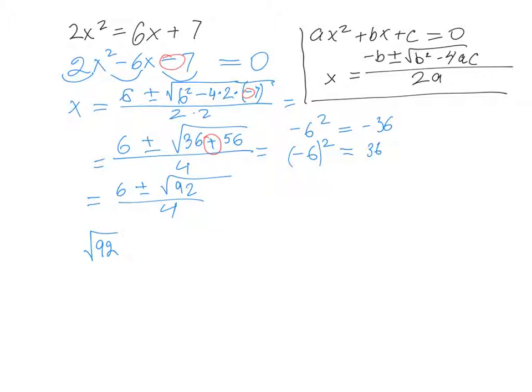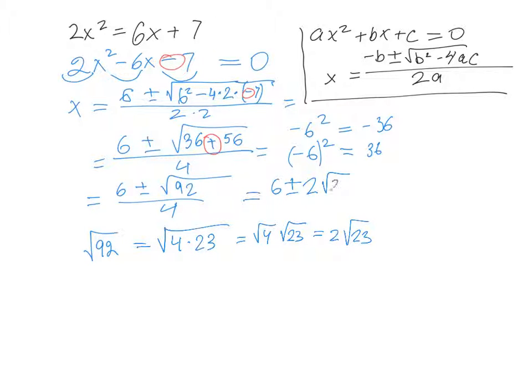So if I don't, I would have to find prime factors of 92, but I'll start with a 4. Maybe there is more. So 4 goes into 92 how many times? 23 times. Okay, 23 is a prime number. So I can break it down now as square root of 4 times square root of 23, and square root of 4 is 2 times square root of 23. That's what I'm going to replace this with. 2 times square root of 23 over 4.